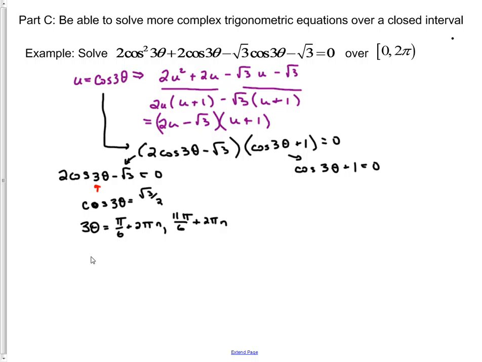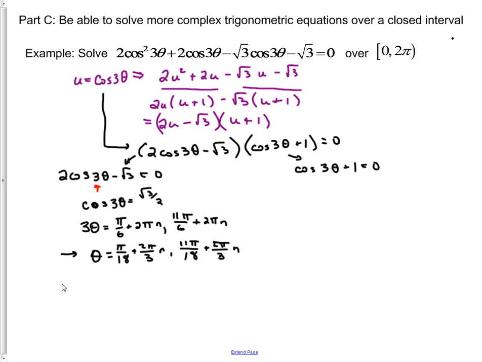And in order to isolate theta itself, I have to multiply everything by 1/3. So that means I actually have pi over 18 plus 2 pi over 3 n. And I will have 11 pi over 18 plus 2 pi over 3 times n. Well, these are general solutions.